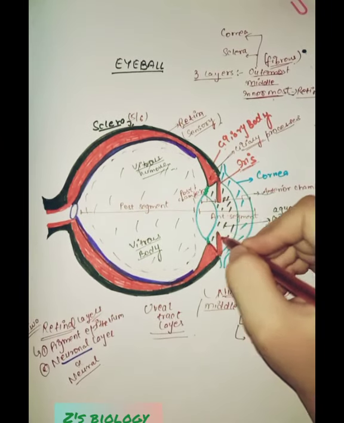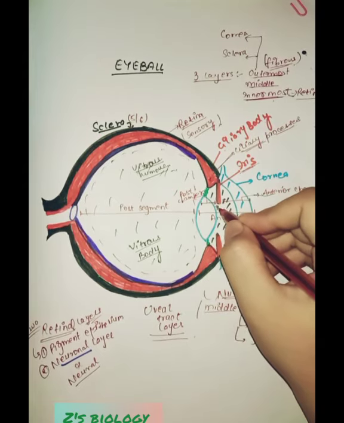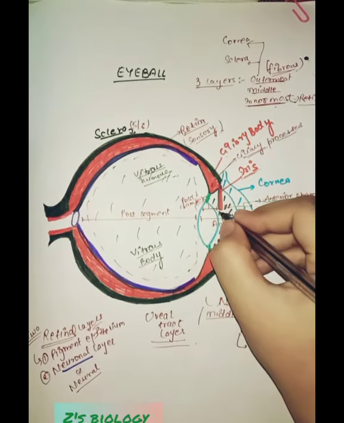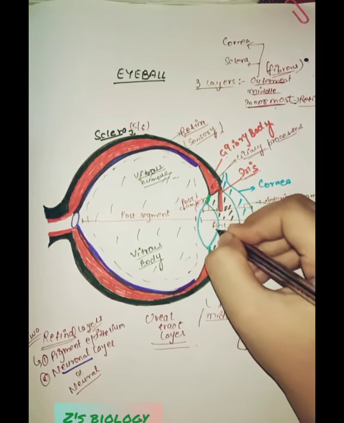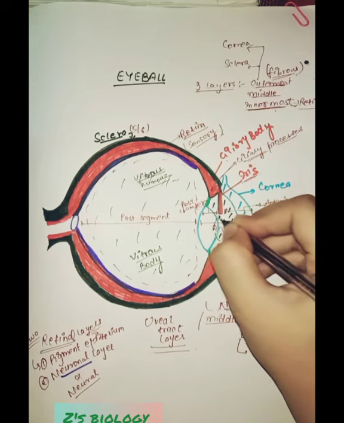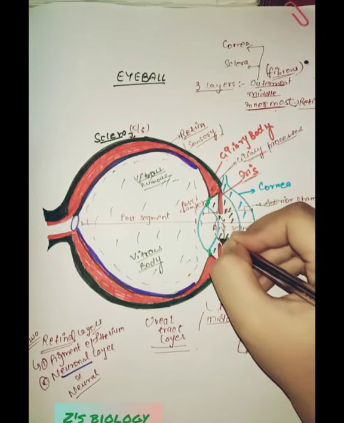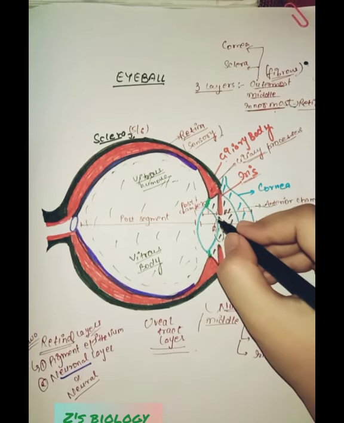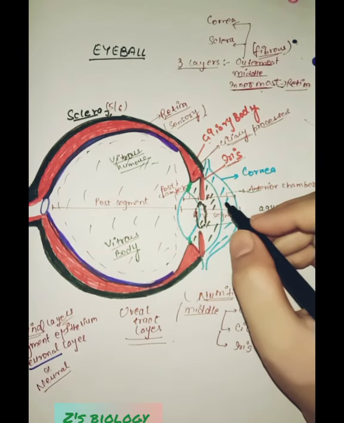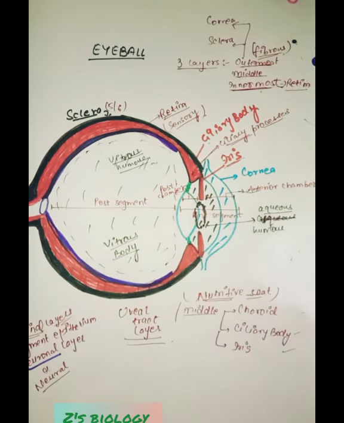Iris, as you can see, but I haven't told you about this part of the iris: between both the iris, there is a hollow space which is known as the iris aperture. Yes, this hollow space, as you can see, let me draw it with a darker color. This is the iris aperture, but commonly it is known as the pupil.